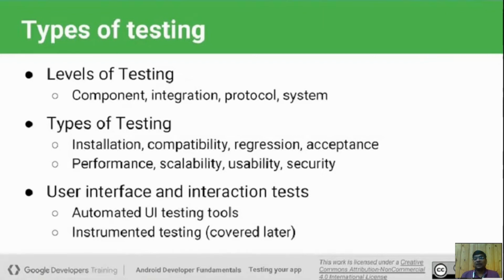When we talk about types of testing, it can be a testing type. You can test it with the installation. You can test whether it is giving you compatibility, whether it is acceptable to the user, whether the performance of that particular application is adequate or not, or the scalability. In the same way, there can be user testing also. When we talk about user testing, it can be automated UI testing or instrumented UI testing. And we will talk about UI testing more in our further sessions.